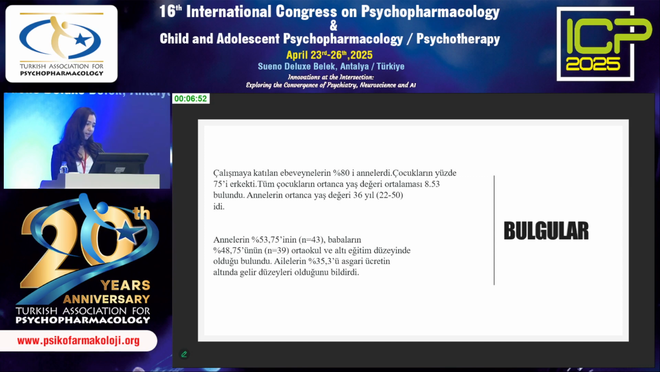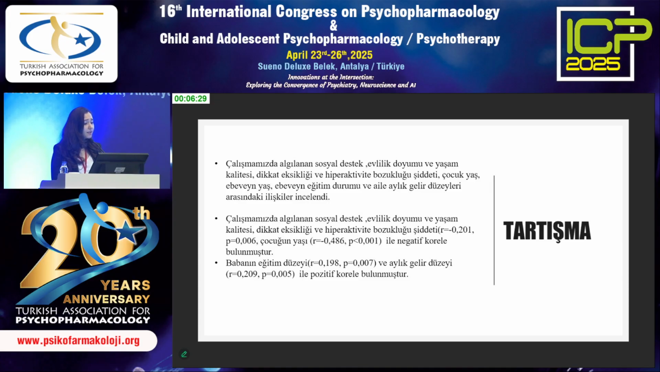and the median age of all children was 8.53, and the median age of mothers was 36 years. 53.75% of mothers and 48.75% of fathers had secondary school education or below. 35.3% of families reported income levels below the minimum wage.